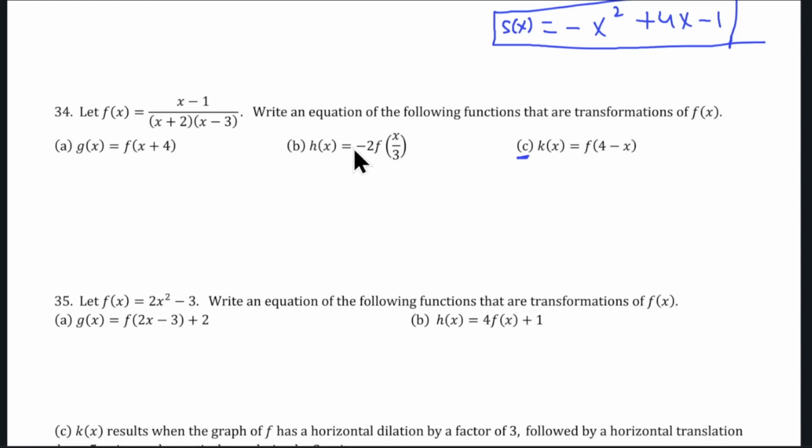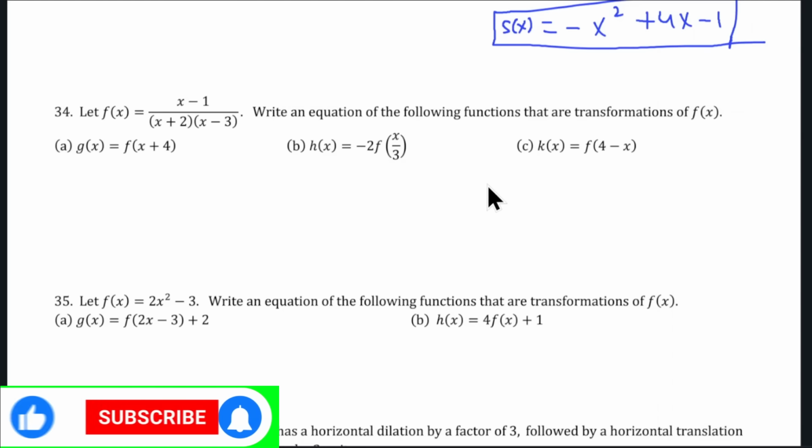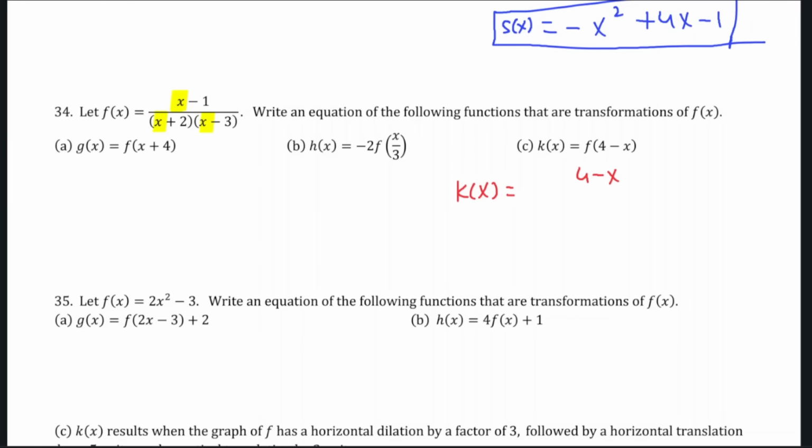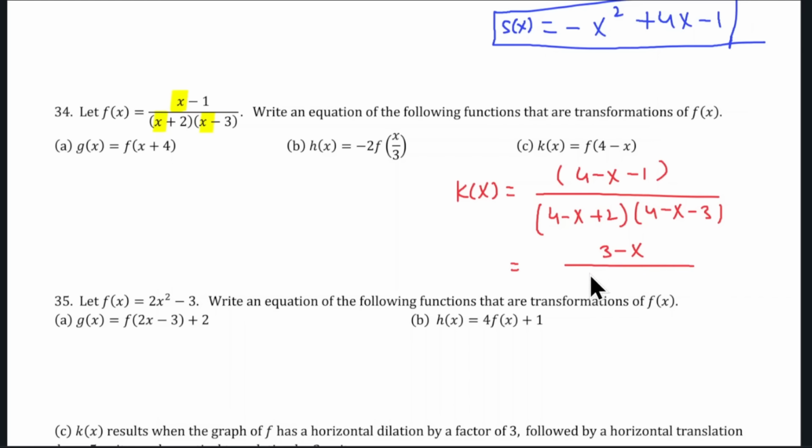So I'm just going to do part C for you, question number 34, part C, where every x is replaced by 4 minus x. So k of x will become every x replaced with 4 minus x, right? So be careful. Where we have x at 3 positions, here, here, and here, put 4 minus x, and everything else remains as it is, right? Don't change the other numbers that are written over here. So that's how it looks. 4 minus 1 is 3, so it will be 3 minus x over 6 minus x and then 1 minus x when simplified. So that is our final answer over here.